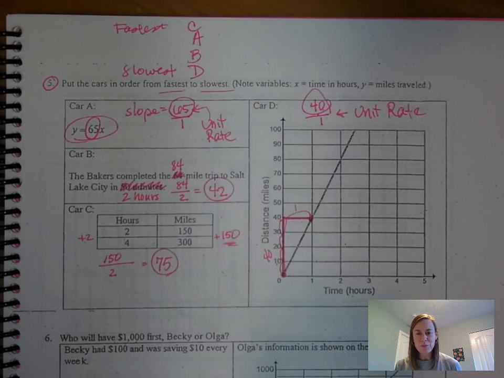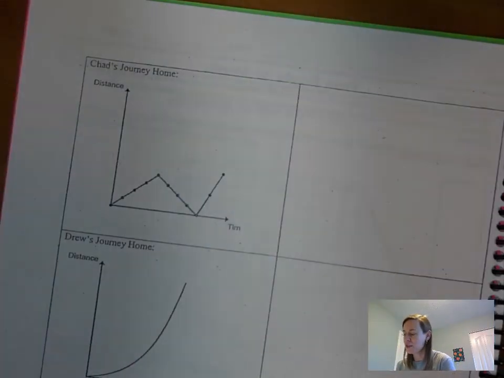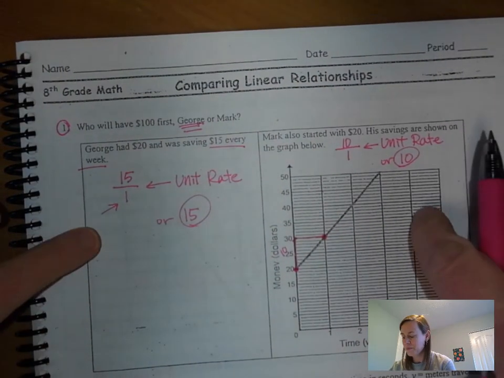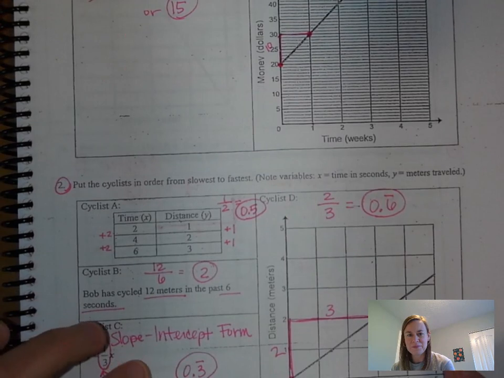So all of these problems are solved with the unit rate, and I encourage you to compare them all with problem 1 or problem 2. So they'll either be like this one or like this one.